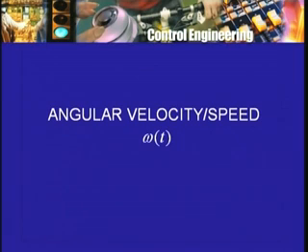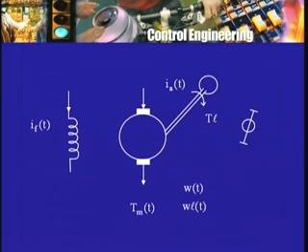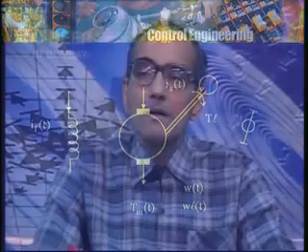call it omega of t. I have shown the motor driving the load directly, that is, the load is directly coupled to the motor. This may not be the case. There may be a gear train involved between the motor shaft and the load shaft, and so we may have to distinguish two different speeds: the speed of the motor, which may be different from the speed of the load.